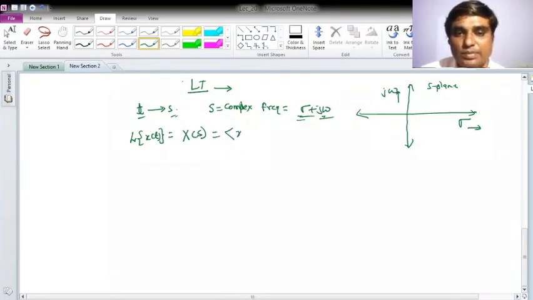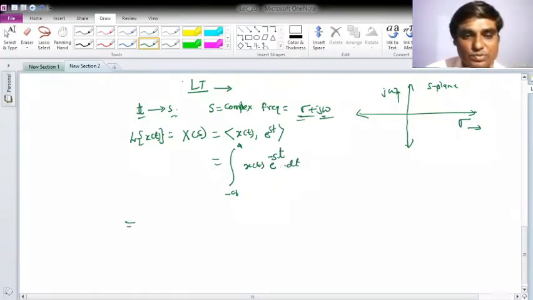And this will be nothing but the inner product, or I am projecting my signal, which is a time domain signal, onto the basis function e raised to st, and that can be written as minus infinity to plus infinity, as we know, x of t into e raised to minus st, complex conjugate of it, with dt.